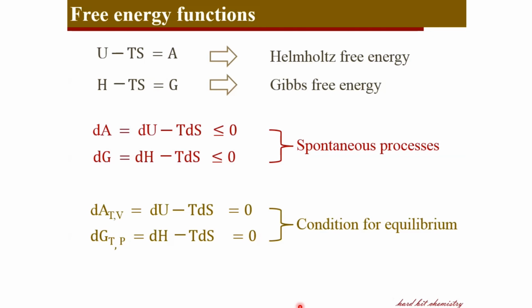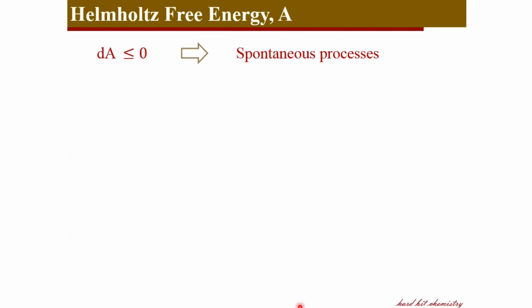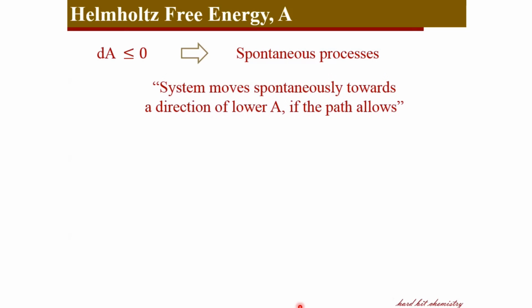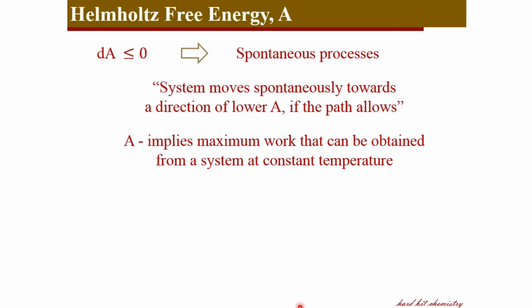And let's now see the physical meanings of Helmholtz and Gibbs free energies separately. So coming to the Helmholtz free energy, we have seen that for spontaneous process, this is the condition in terms of Helmholtz free energy. That means the system moves spontaneously to a direction of lower Helmholtz free energy A. And A, the Helmholtz free energy, indicates the maximum work that can be obtained from a system at constant temperature. And let's now see how it comes out.